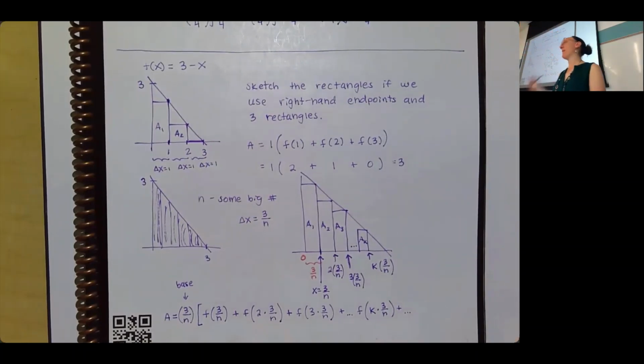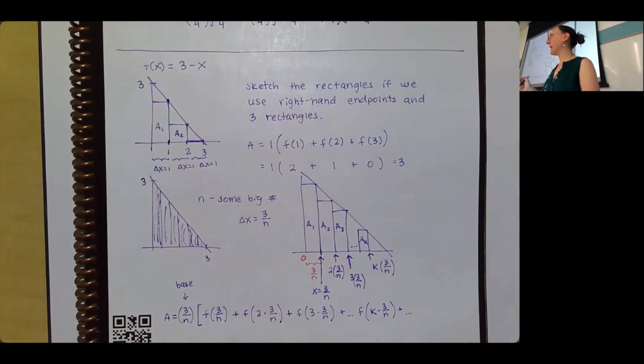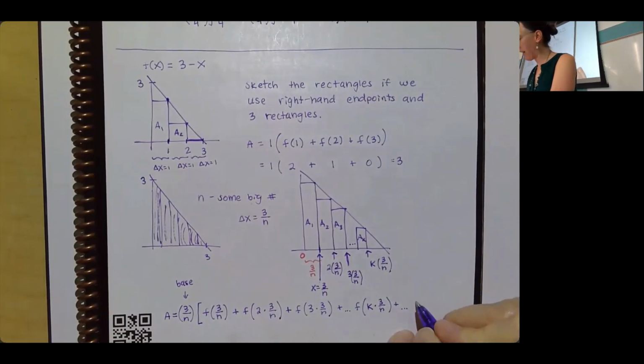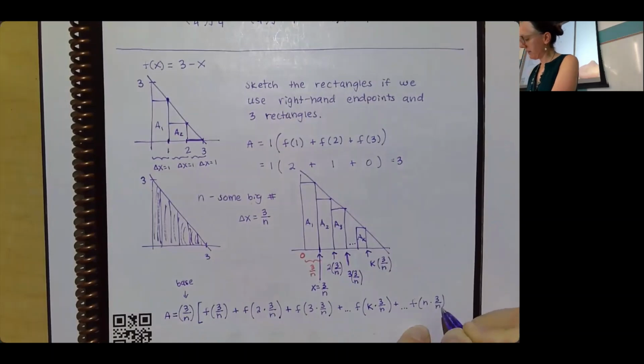And by the time I get to my last rectangle, if I'm using right-hand endpoints, what value should I be plugging in? I'm going to get 0 for the height. What's the x value I'm plugging in? Right. And I could write that as 3, or I could write that as n times 3/n.